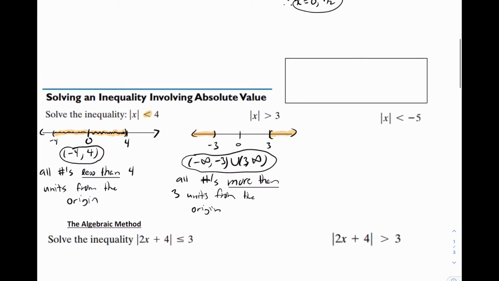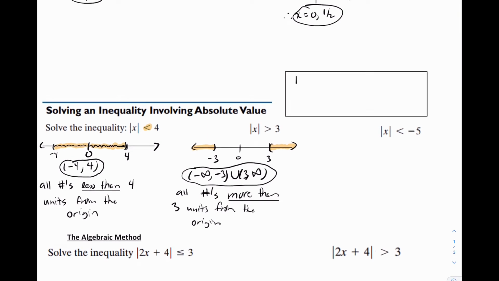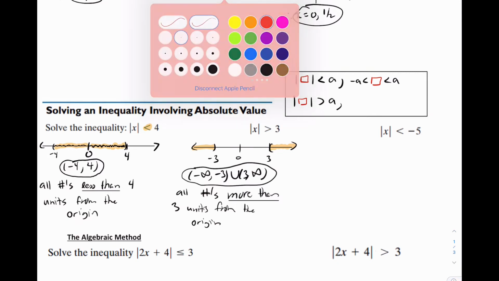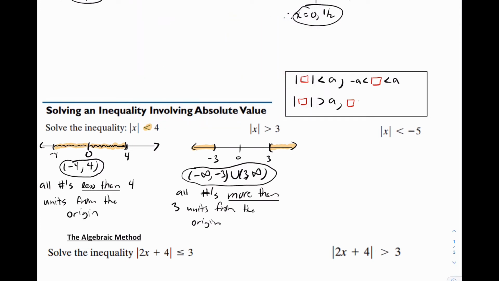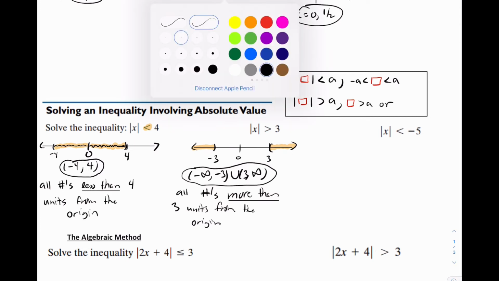So algebraically, let's put this in a nice, neat way. If we have the absolute value of some red box is less than A, our conclusion is going to be our box is between A and negative A. If we have absolute value of some box is greater than A, our conclusion is going to be the box is greater than A, or the box is less than negative A.